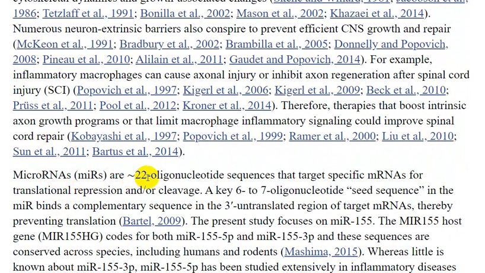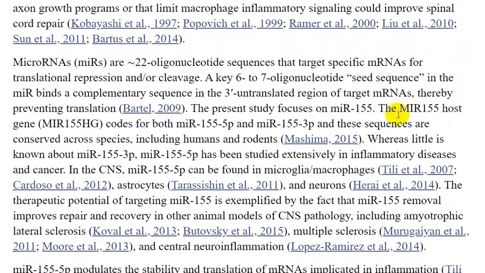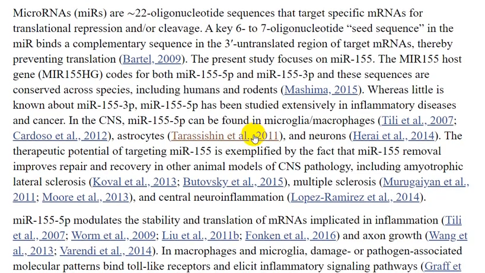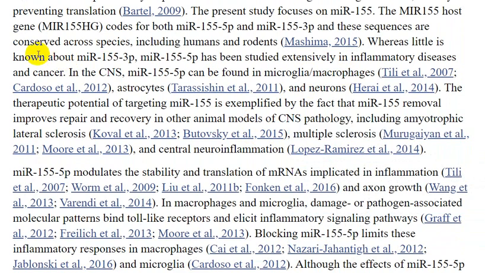MicroRNAs are 22-oligonucleotide sequences that target specific mRNA for translational repression and cleavage. The 6-7 oligonucleotide seed sequence in the miR binds to complementary sequences in the three prime untranslated region of the target, thereby preventing translation. The present study focuses on miR-155. The miR-155 host gene codes for both miR-155 and miR-155*, and these sequences are conserved across species, including human, whereas little is known about miR-155 in neurons.